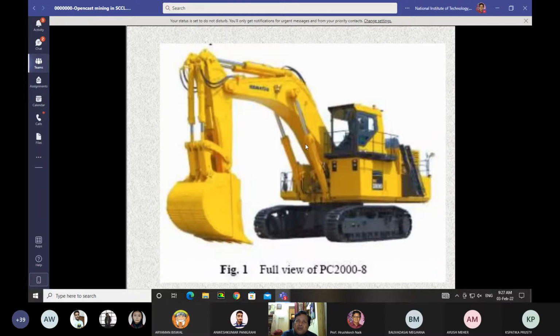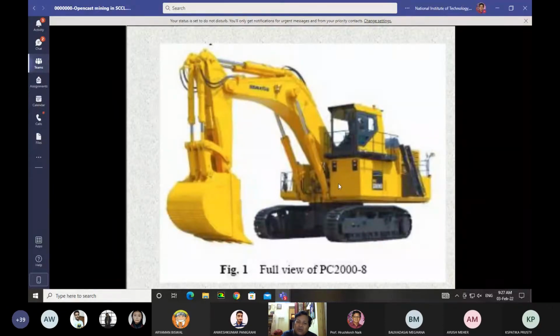You see, these are the cylinders where oil is there. So there is no rope here. That is why this is not a rope operated shovel. It is a hydraulic operated shovel. There is no rope here. So therefore it is called a hydraulic shovel. This is also called a backhoe.